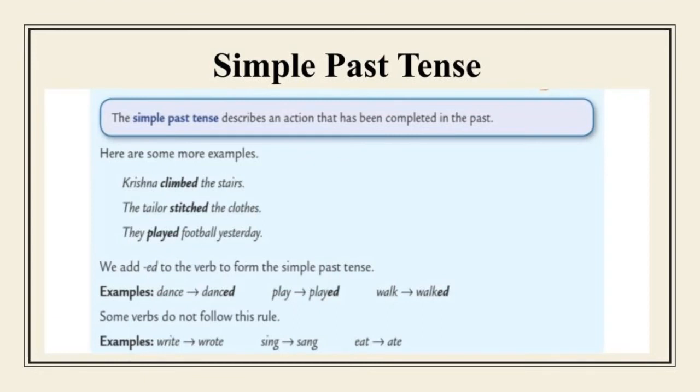Okay, let us see some examples. Krishna climbed the stairs. The tailor stitched the clothes. They played football yesterday. The words climbed, stitched, played are the past tense, or the past form of the verbs. It means the actions are already over. And one more thing, in past tense we have to add ed to the verb. Look here, dance, danced, play, played, walk, walked.